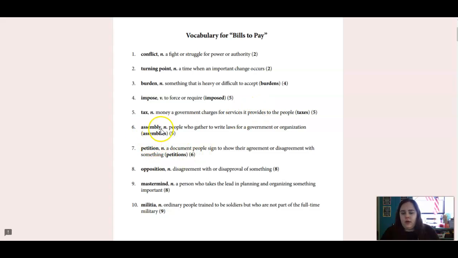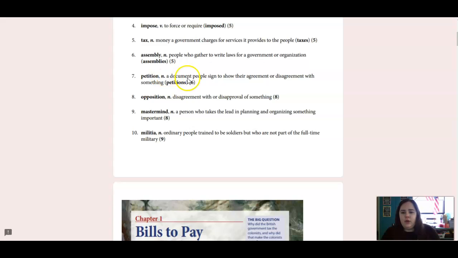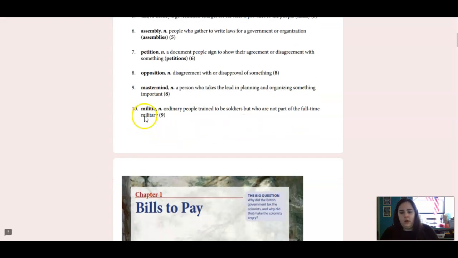Assembly is a noun, that is people who gather to write laws for a government or organization. A petition is a noun, a document people sign to show their agreement or disagreement with something. Opposition is a noun, a disagreement with or disapproval of something. Mastermind is a noun, and that is a person who takes the lead in planning and organizing something important. And then militia is a noun, ordinary people trained to be soldiers, but who are not part of the full-time military.